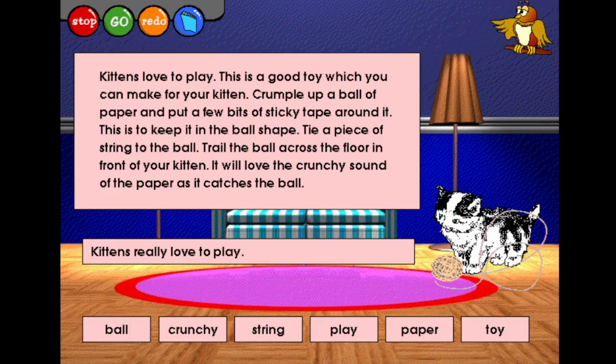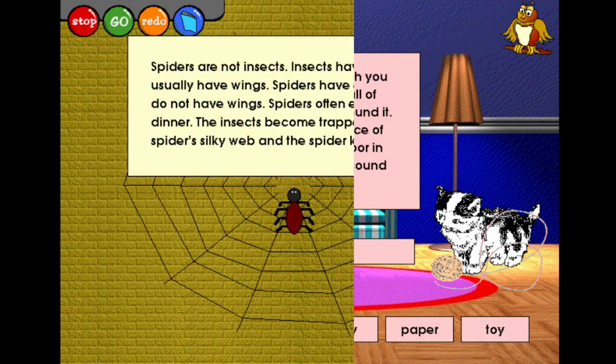Kittens really love to play. It's easy to make a toy for your kitten. You need paper, string, and sticky tape. Crunch the paper up into a ball. Trail the ball across the floor by pulling the string. Kittens love the crunchy sound of paper.